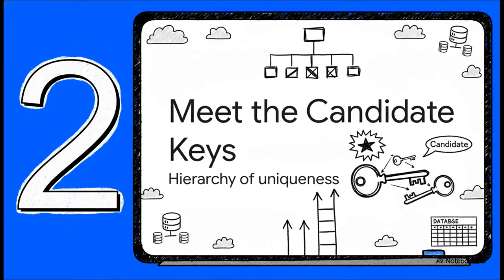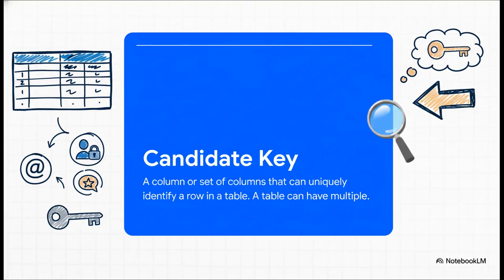To really get what an alternate key is, we first need to understand the family it comes from, and it all starts with this idea of a candidate key. A candidate key is pretty much exactly what it sounds like. It's any column or even a group of columns that could be the primary identifier. It's a candidate for the job. So in a typical user table, your user ID could be a candidate, sure, but so could the email column and so could the username column, because all of them have to be unique. A single table can have a bunch of these candidates all vying for that top spot.